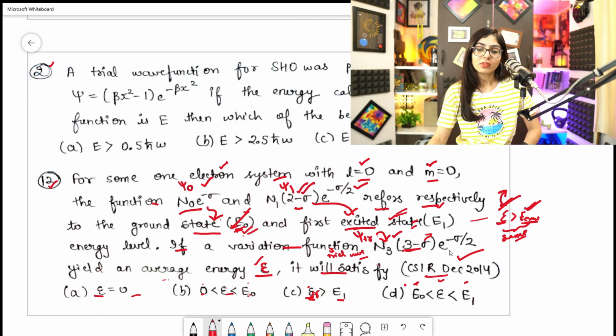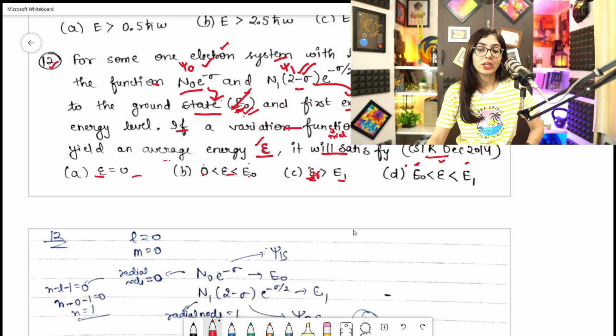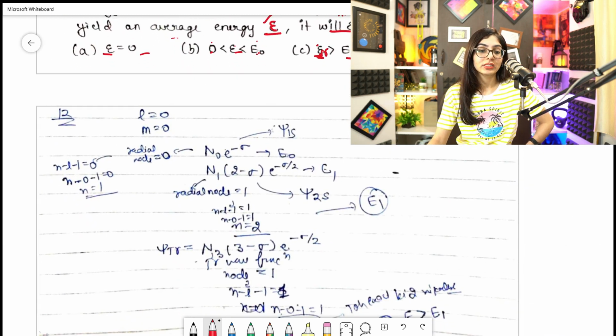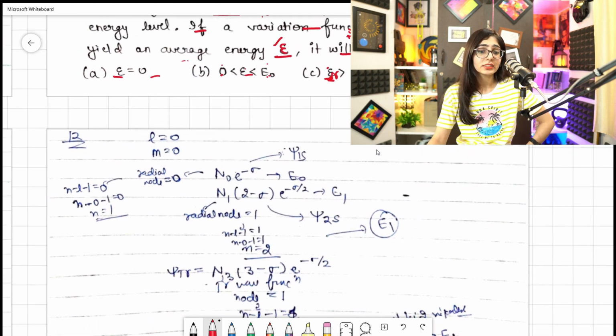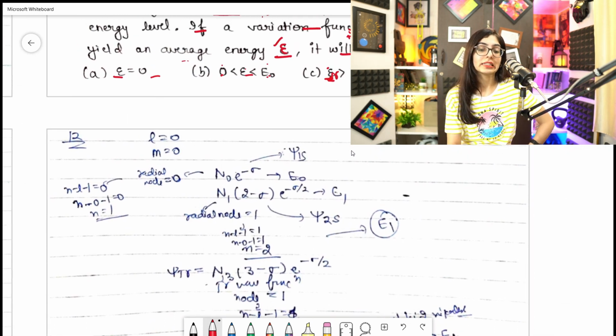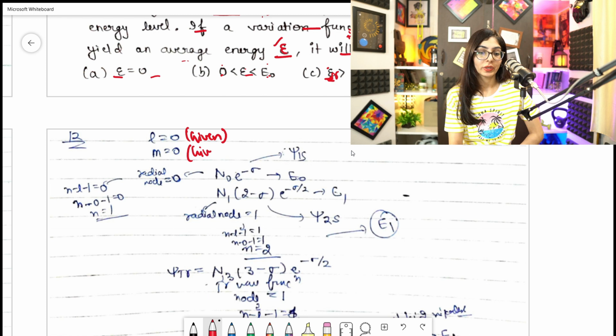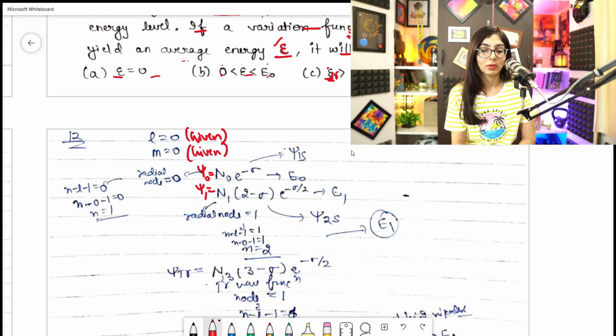So I have the solution listed down with me. Let's go there and see that solution. Okay, this is the answer to the 12th question, if you can see clearly. L is 0, it is given, M is 0, it is given again. So this function is given, this is psi naught, and this function is given, this is psi 1. Psi naught is N naught e^(-sigma), and its energy is denoted by E naught.